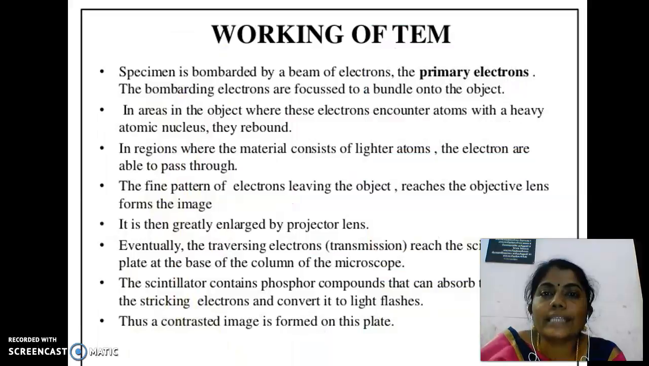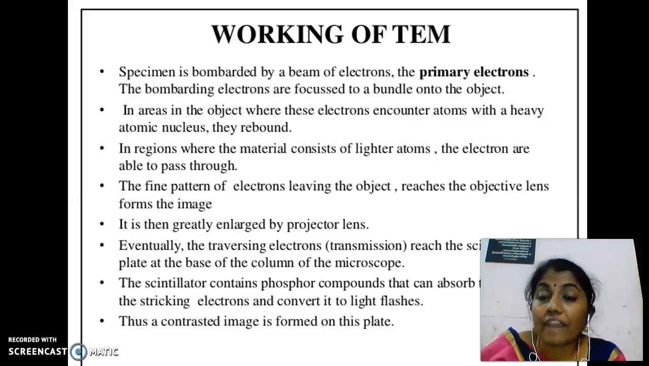Now we can see the working of a TEM. Here the specimen is bombarded by a beam of electrons, the primary electrons. The bombarding electrons are focused to a bundle onto the object. In areas in the object where these electrons encounter atoms with a heavy atomic nucleus, they rebound. In regions where the material consists of lighter atoms, the electrons are able to pass through.